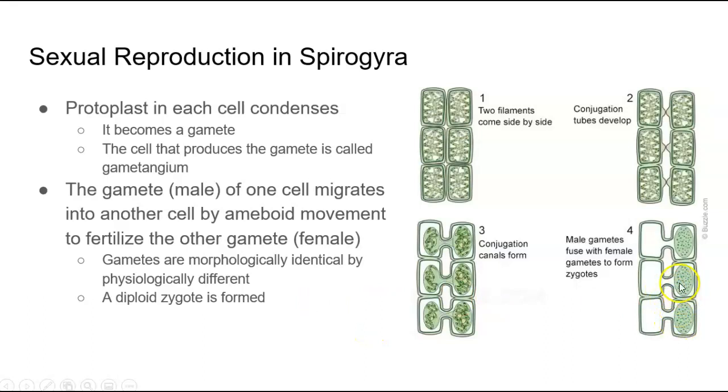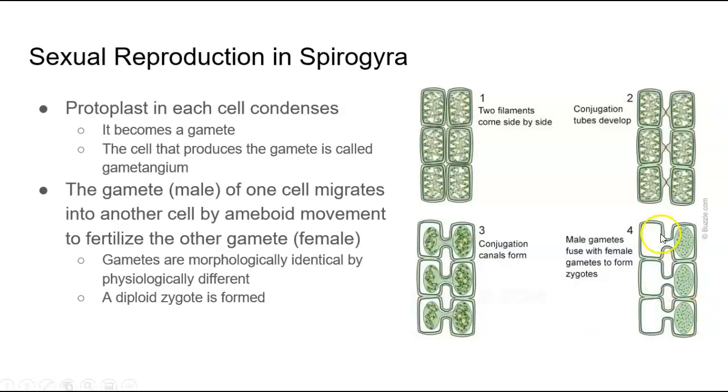And here you're going to have a diploid zygote that is formed. Again, the gametes are going to be morphologically pretty much identical, but physiologically different. So I shouldn't really use the term sperm or egg just because they are morphologically identical. Female gametes and male gametes would be more appropriate terms to use.